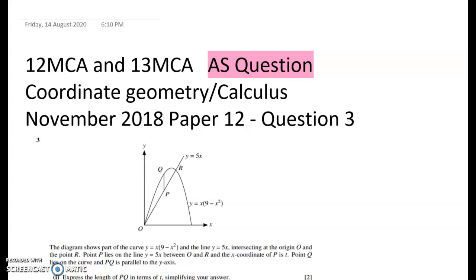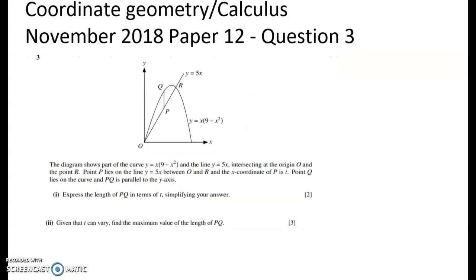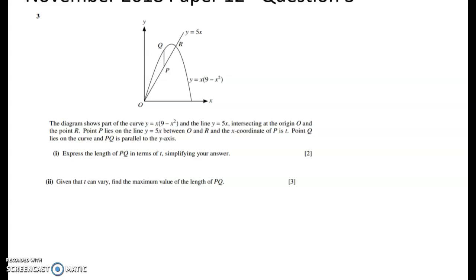This is an AS question from the November 2018 set of papers. It's a coordinate geometry and calculus question, and it goes like this. We've got a diagram that shows us the graphs that go with two equations. So we've got a cubic, which is this one here, and then we've got a linear equation here, so y equals 5x. And the intersections are at the origin and up here at point R.